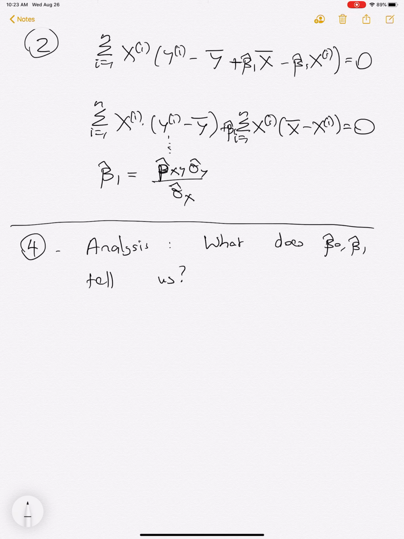Okay, so the analysis is something where it's going to be a little bit subjective what we actually do. I'll define some precise metrics for this shortly, but I just want to give you a little bit of perspective here. So what do beta hat 0 and beta hat 1 tell us? What we're going to do is simplify by standardizing variables.